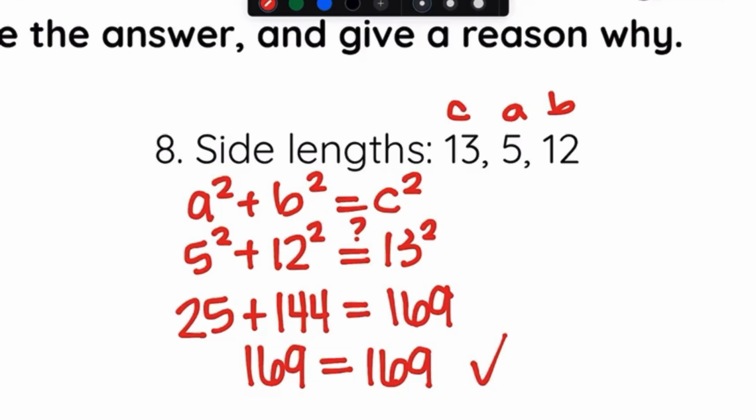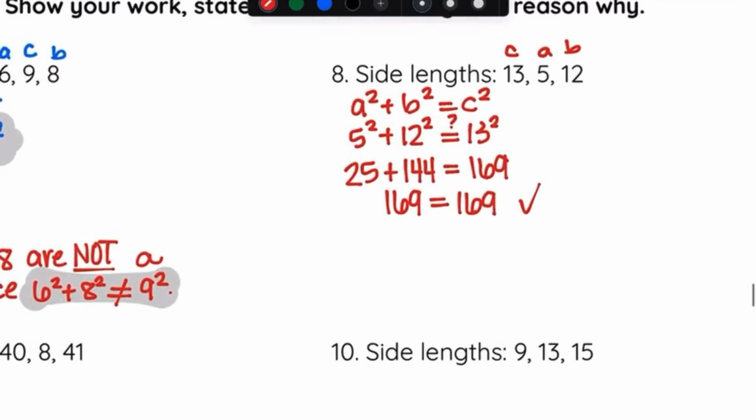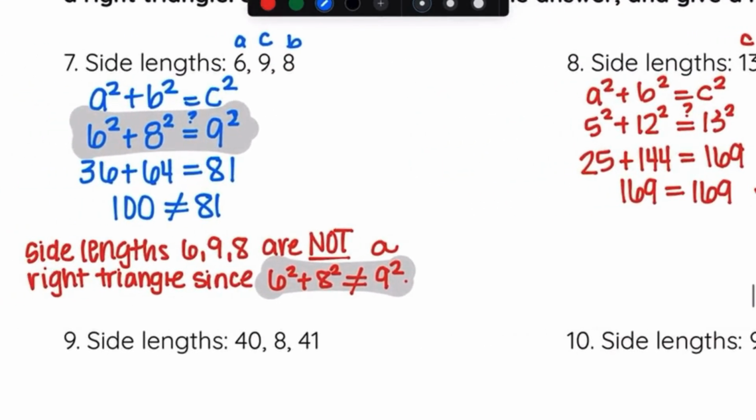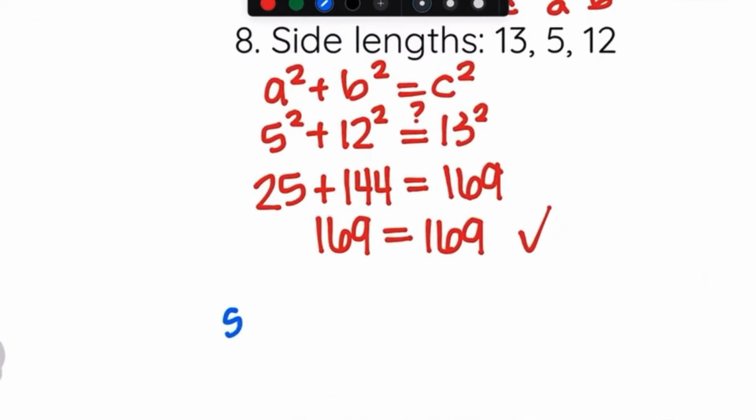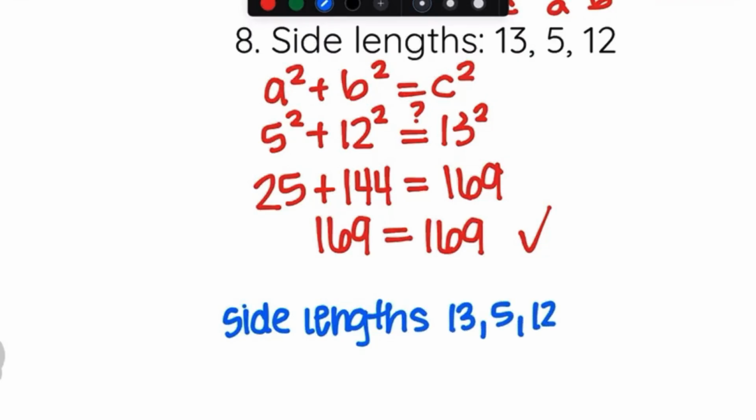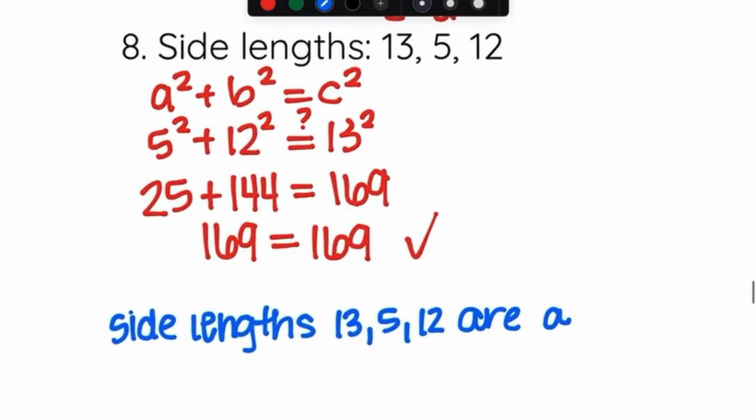So when I give a reason for my answer, very similarly to what I did over here, I'm going to say side lengths of 13, 5, and 12. 13, 5, and 12 are, so instead of saying are not, we're saying they are a right triangle.